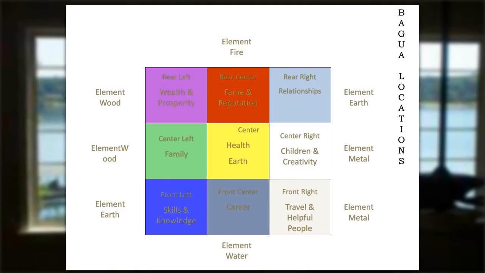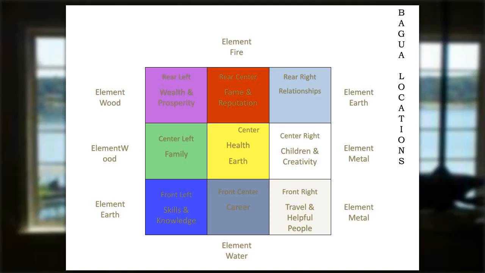Let's go back to the front center. The front center is career. The dominant element there is water. Going in a counterclockwise direction once again, front right, helpful people, the dominant element is metal. And right next to it, children and creativity, the dominant element is also metal. Those are the only two metals you're going to see.